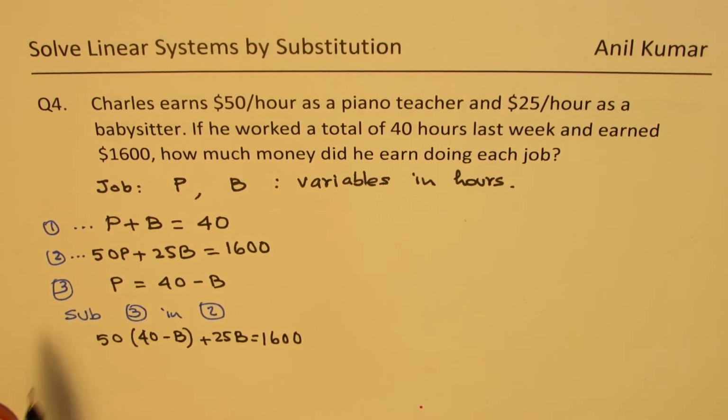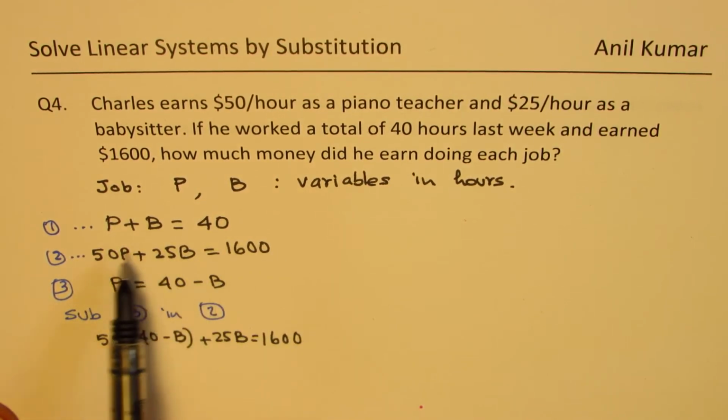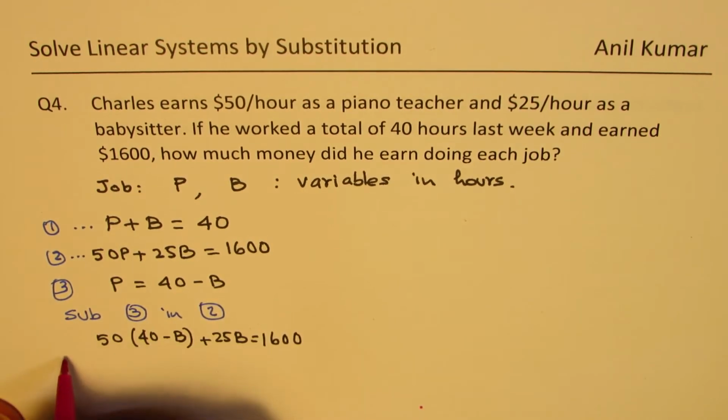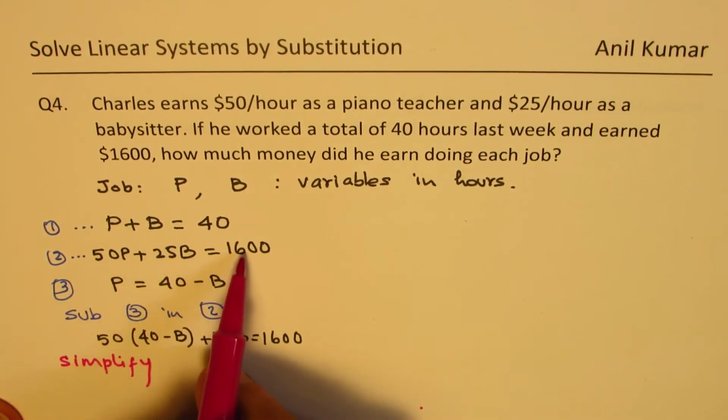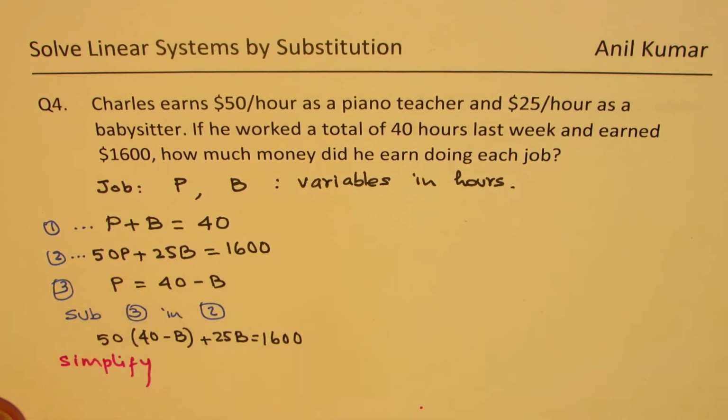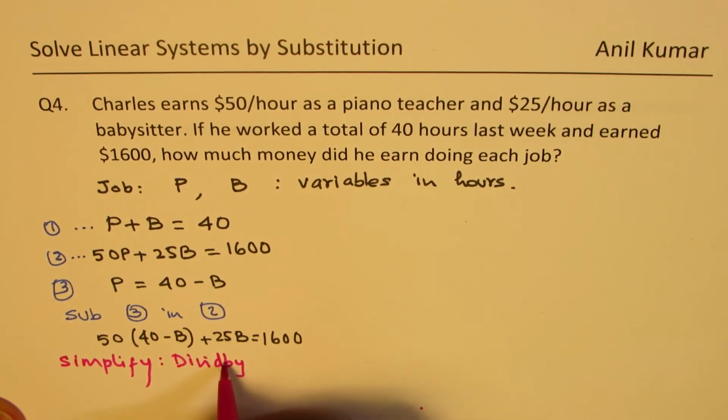Well, there are times when it is better to simplify and then work with these equations, right? So we will now actually simplify this. So let's simplify. I could have simplified this equation here itself by dividing by 25. Is it clear to you? Right? So we could have done it either way. So simplify. So we say divide by 25, right? Each side.